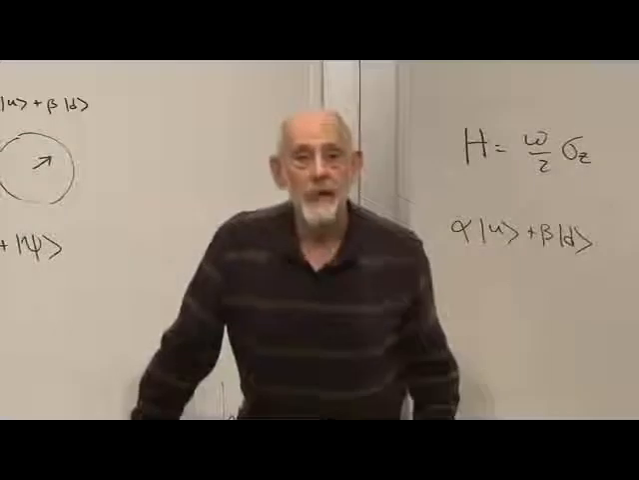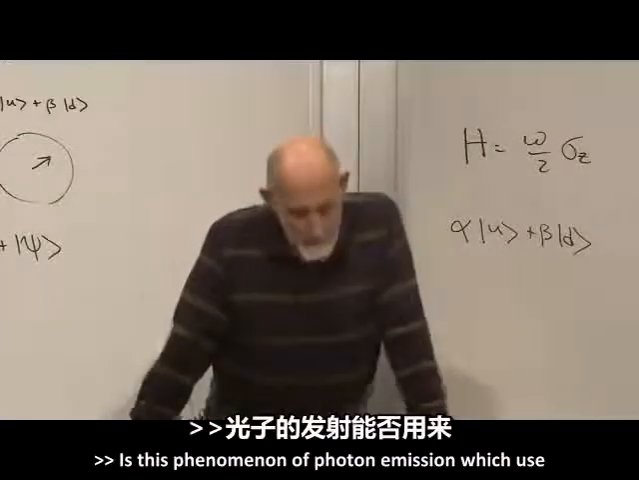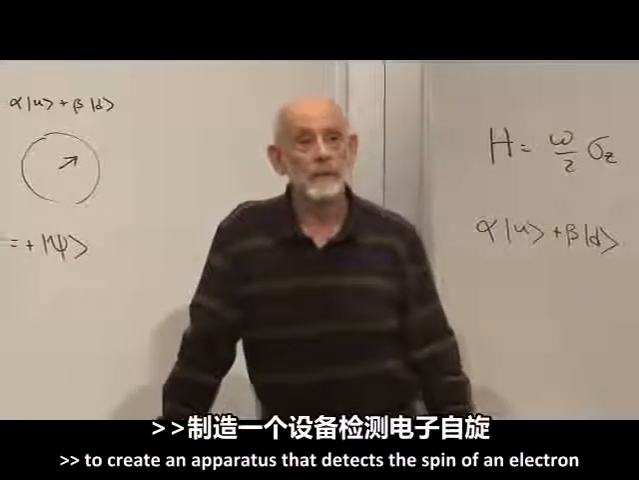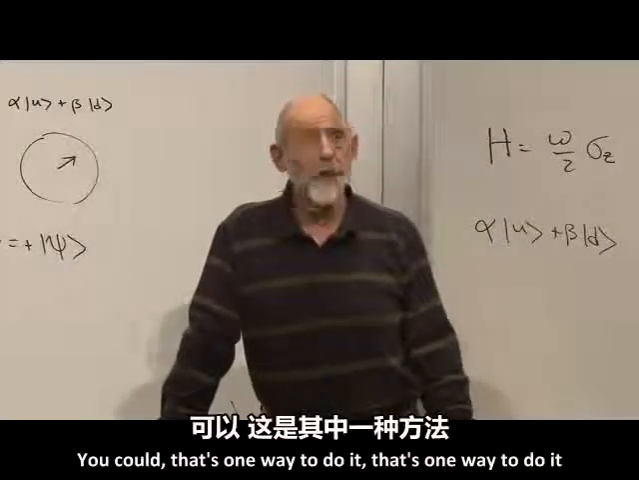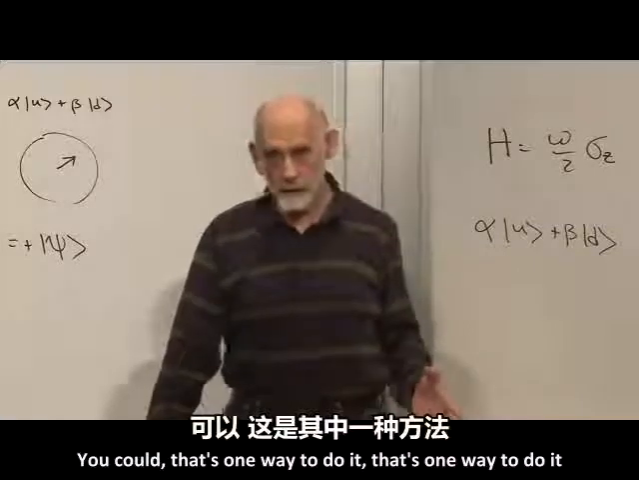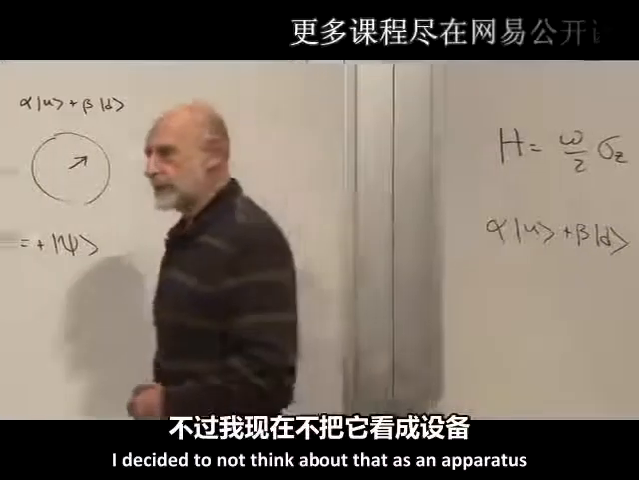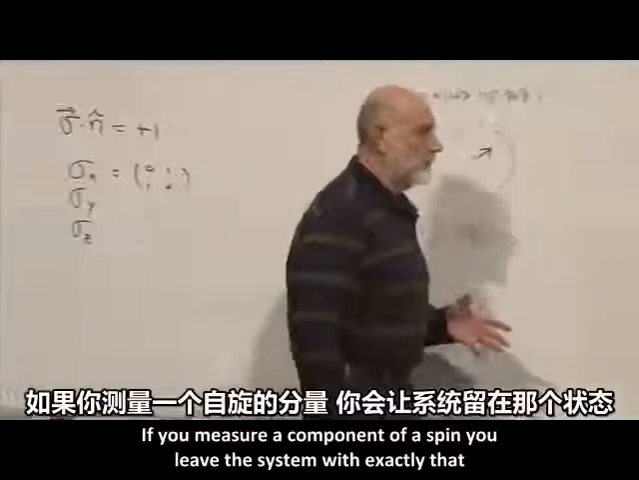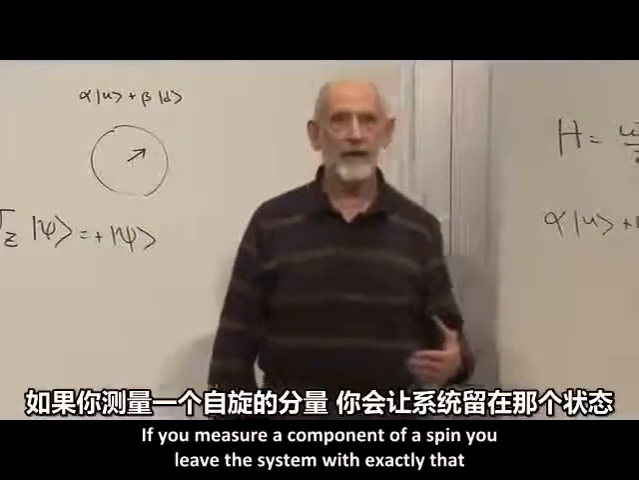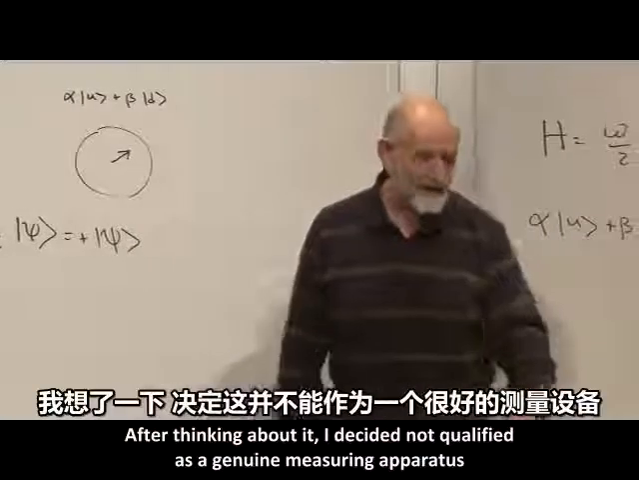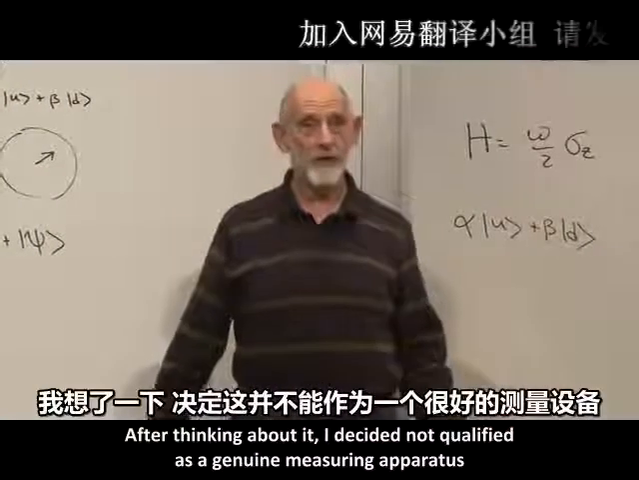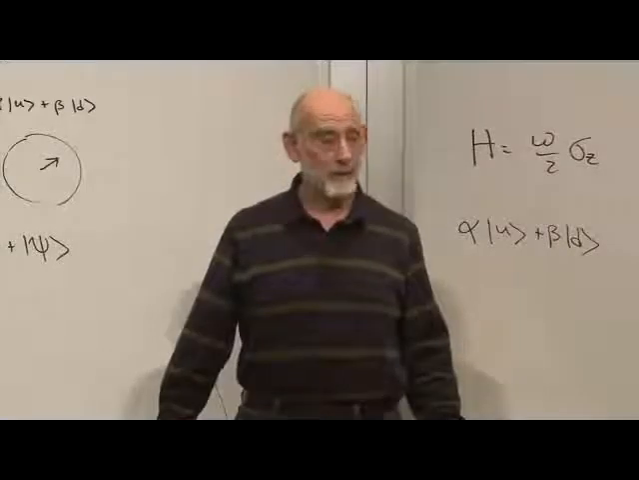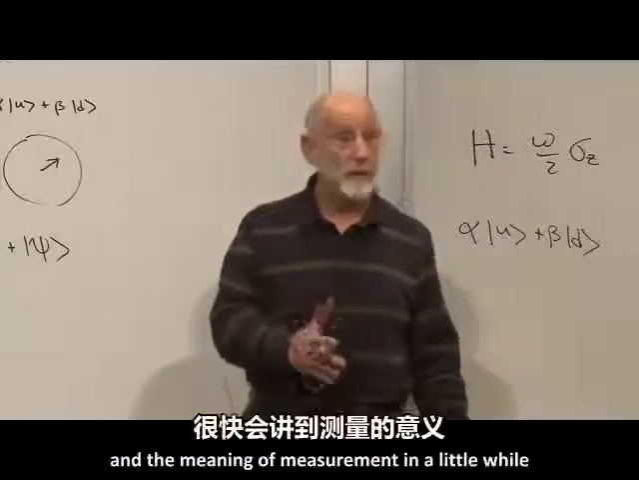Is this phenomenon of photon emission what's used to create an apparatus to detect spin? To create an apparatus that detects the spin of an electron? You could. That's one way to do it. I decided not to think about that as an apparatus because I didn't like it. It didn't satisfy the rule that if you measure a component of spin, you leave the system with exactly that. And after thinking about it, I decided that did not qualify as a genuine measuring apparatus. So we're going to come to measurements and the meaning of measurements in a little while.